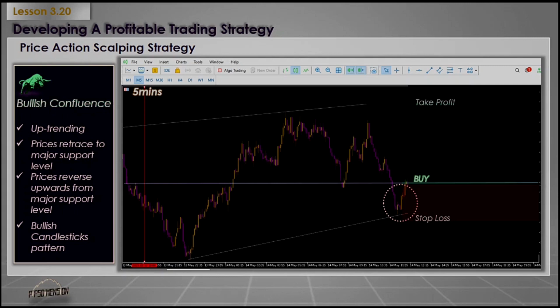We set the stop loss below the previous support level, and we allow the trade to run until it hits either of our targets. This was a profitable buy trade. The price hits the take profit target.